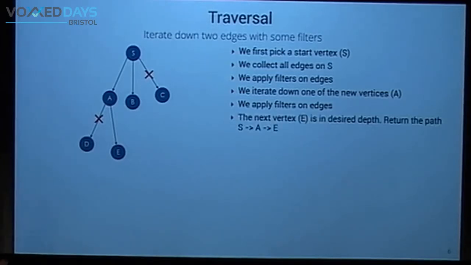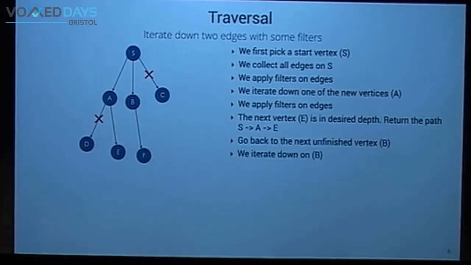So now I can return S to A to E. And then I have to go back the whole pass, so I'm standing now at E. I go back to A. Are there any edges that I haven't processed yet? No, so I go back to S. Are there any edges I haven't processed? Yes, I go to B.